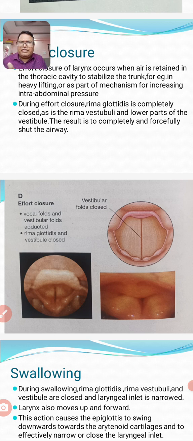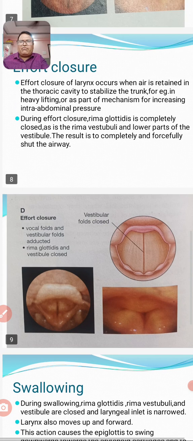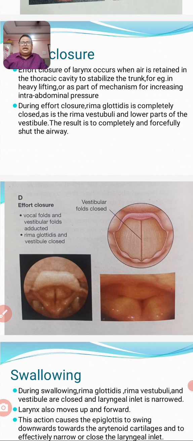This occurs when air is retained in the thoracic cavity, or as part of the mechanism for increasing intra-abdominal pressure. That is when effort closure of the larynx occurs, the vestibular fold is closed, and the rima glottis is completely closed. This is the mechanism during effort closure.